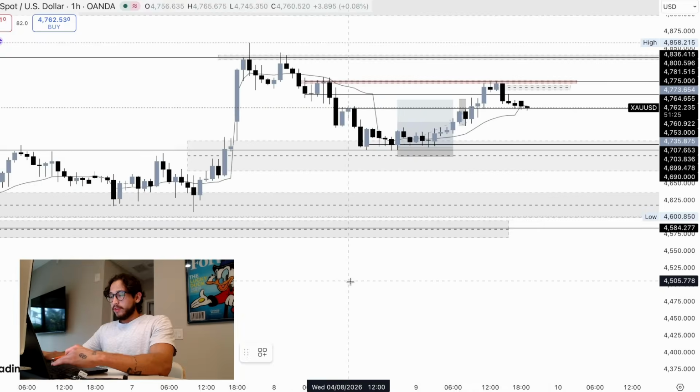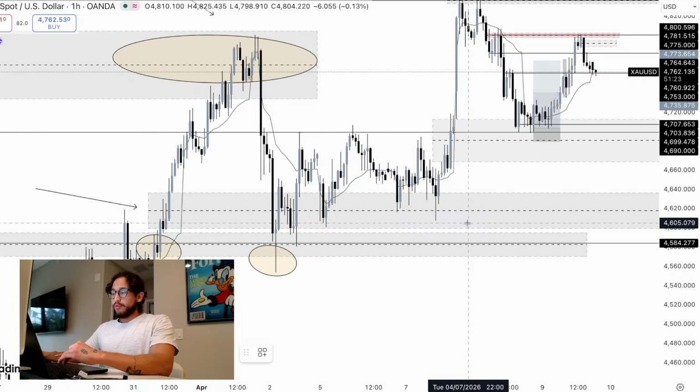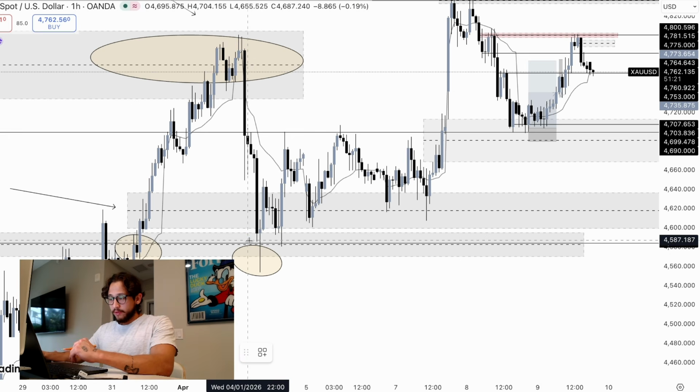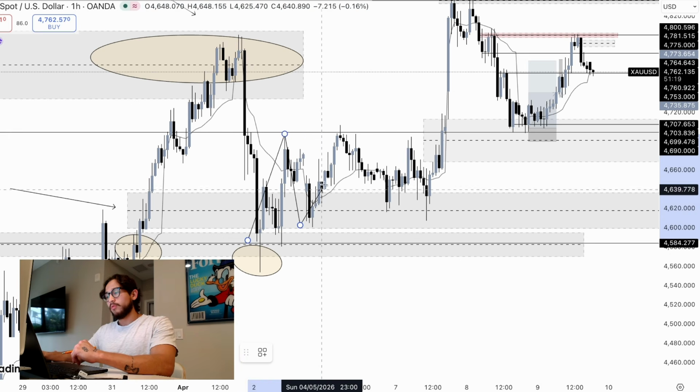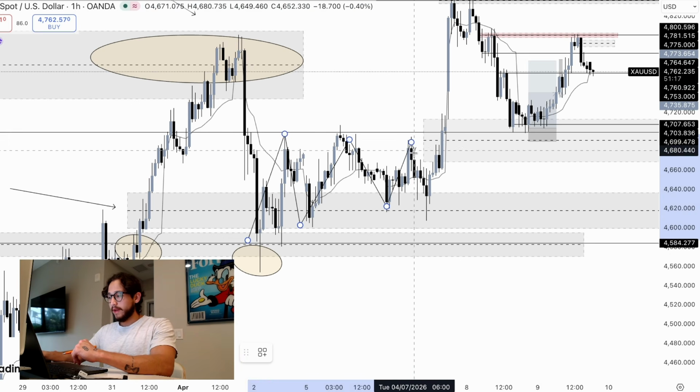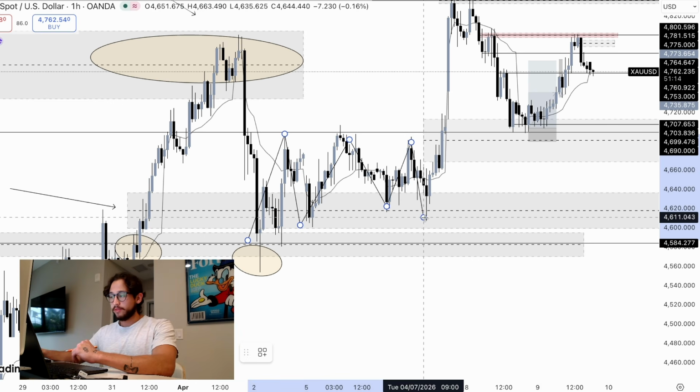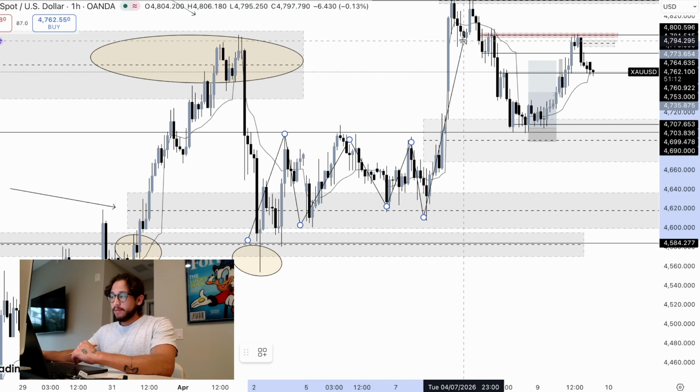Now, going into the hourly time frame, you guys can clearly see how price was just reacting. We were just trading from levels to level. We had a high, we had a low, we had a high, we had a low, we had a high, and we had a low. Price was just ranging at this point, right? Until we finally broke back above.